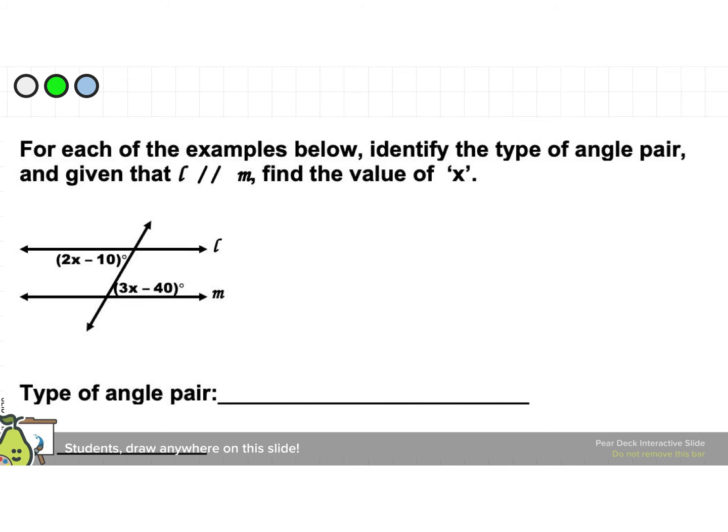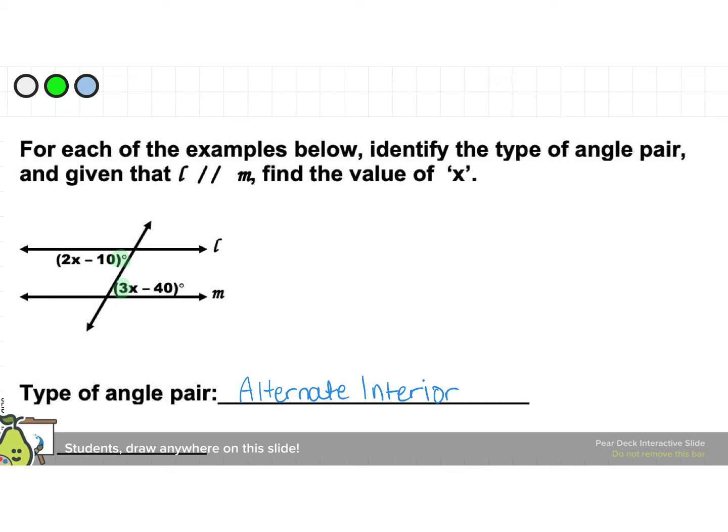Okay, so the first thing we do is we look at our angle pairs. We have this angle and this angle. The type of angle pair we see here is alternate interior because it's inside the parallel lines and it's also on opposite sides of the transversal. We know that alternate interior angles are congruent. So now we can write an equation and solve.